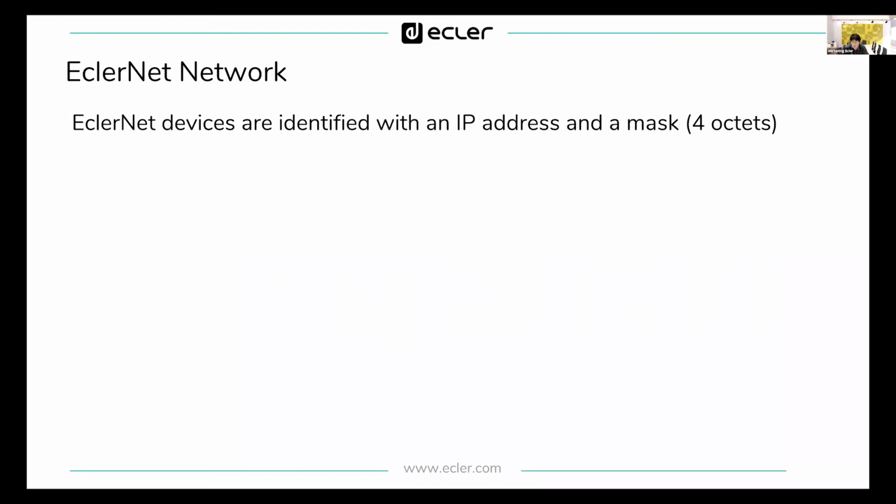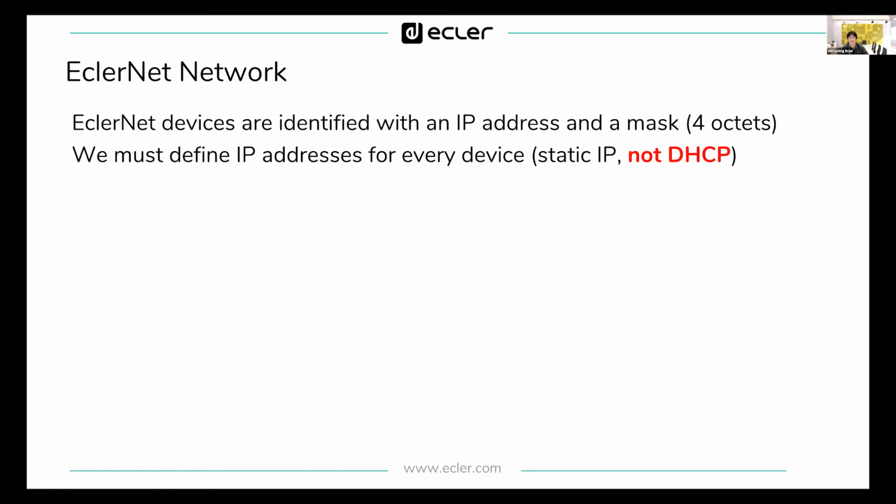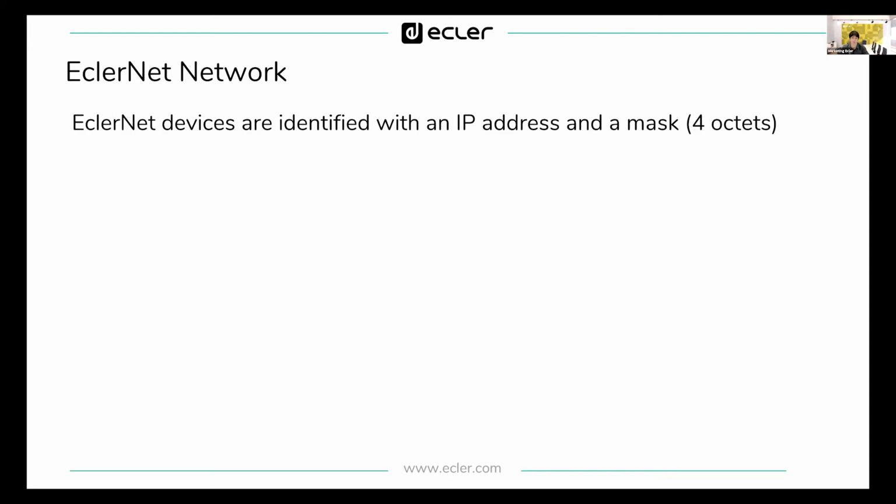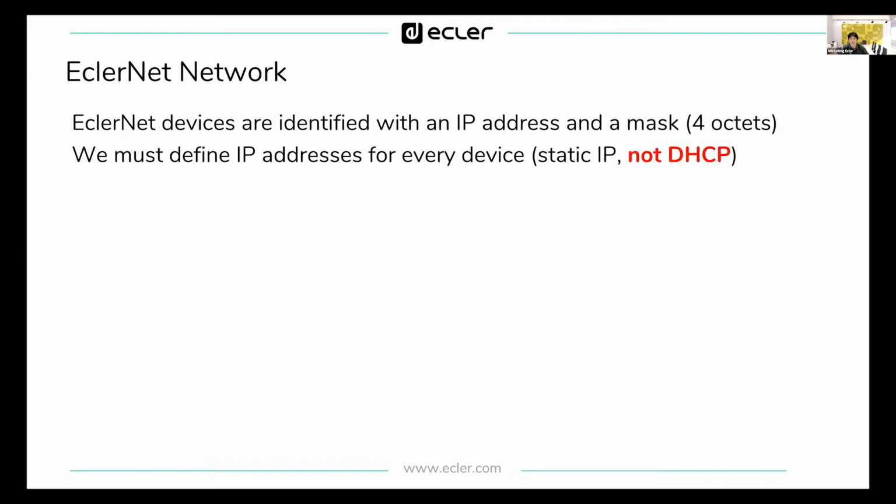For those who are not familiar with IPs and network stuff, I encourage them to study a little bit, because everything in audio gets more and more into the network. So we have to know a little bit of the basic things. EclerNet devices are identified with IP addresses, the regular ones, which are 4 octets and a mask. And we must define IP addresses for every device.